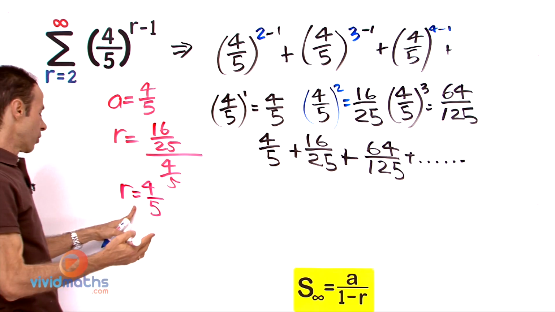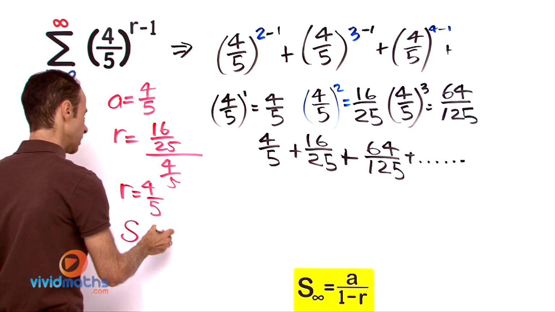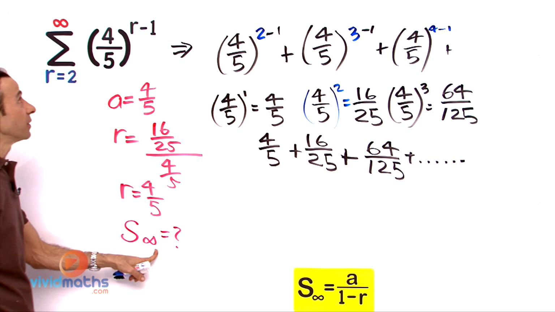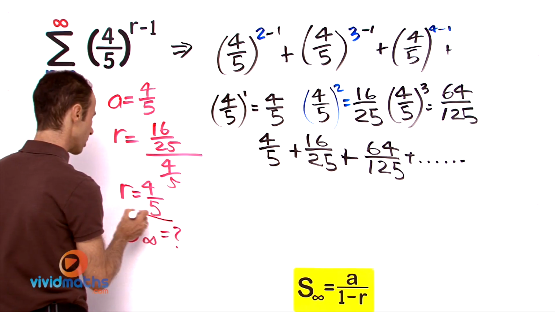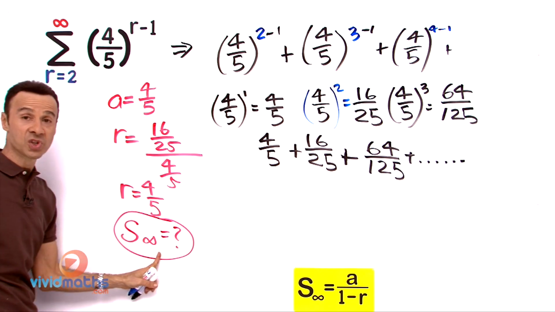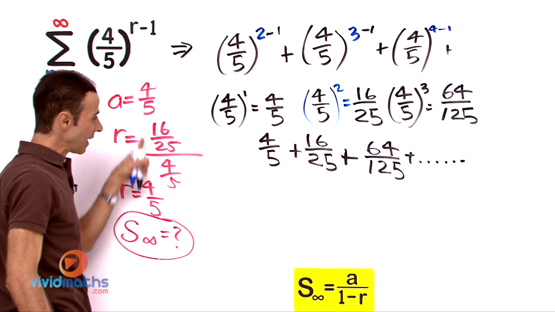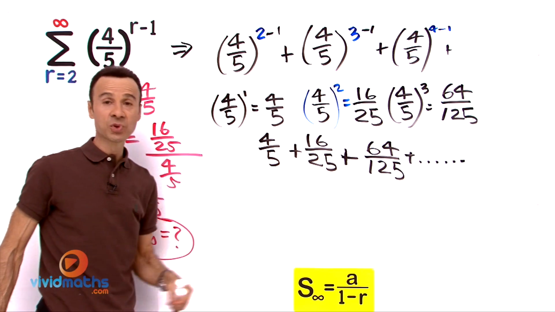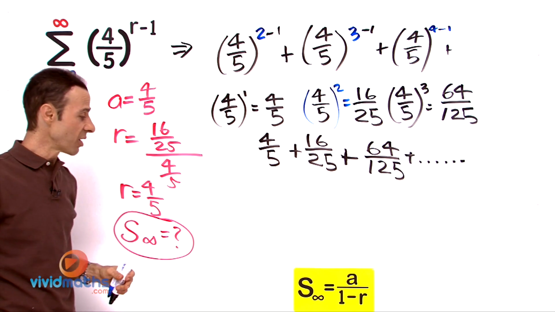Well, what else do we have? We know that we're looking for sum to infinity. How do we know it's infinity? Because of the sigma notation, the infinity sign up there. So let me just put a circle around that. That's our objective. So let's go ahead and drag and drop these values straight into the sum to infinity formula, which I'm sure many of you have seen before. So let's go ahead and put that in there.